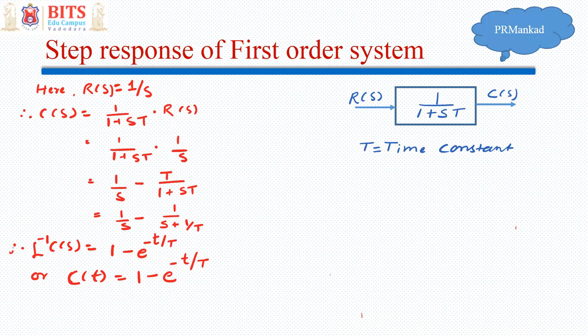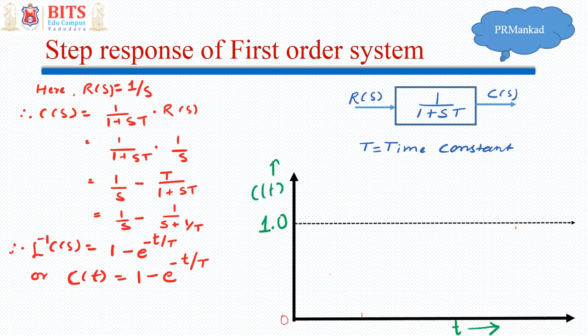Now, if I plot the output with respect to time, as given in the equation of C of t, this is my input, which changes at t equal to 0 as a unit step. At t equal to 0, it has suddenly changed to 1. Now the output is changing in this fashion. It does not respond immediately. It takes some time to reach the value 1. So the output is 1 minus e raised to minus t by capital T, which is shown over here.